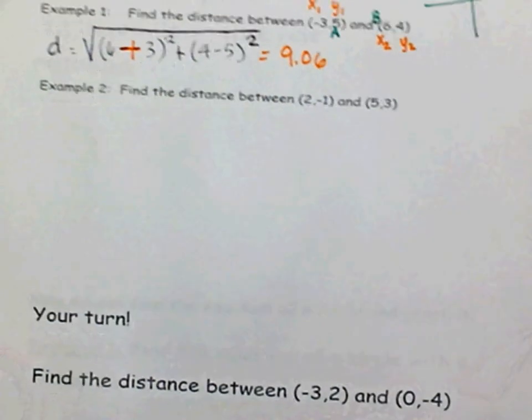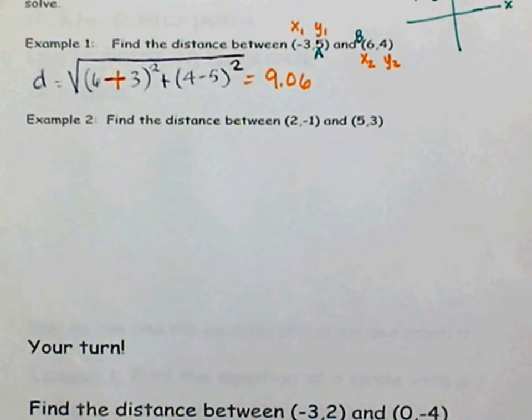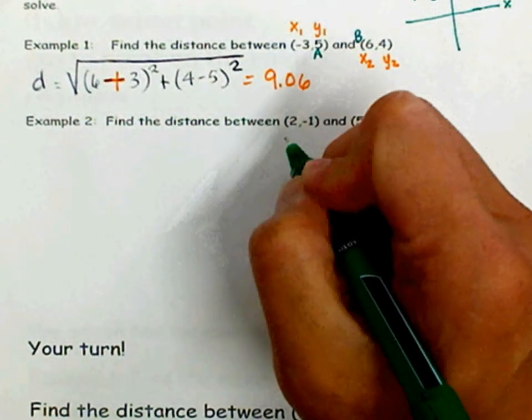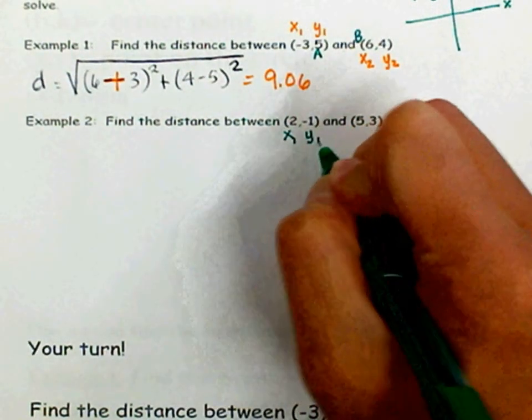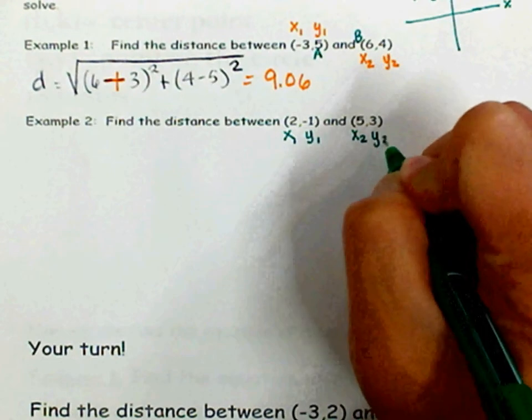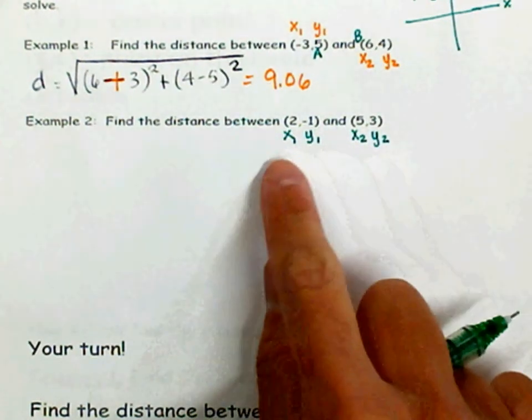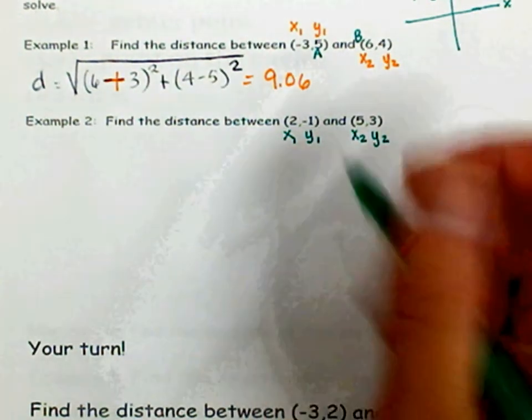So let's try example 2. You guys try example 2 real quick, and then we're going to go over it. Pause your video. Okay. Welcome back. So let's try this. We're going to label this one x1, y1, x2, y2. You do not have to do this if you know which one is which, okay? But we're just going to label to help you as a teaching purpose.